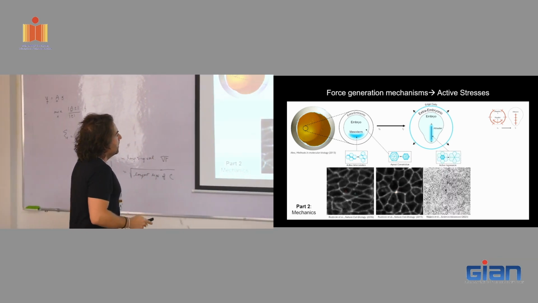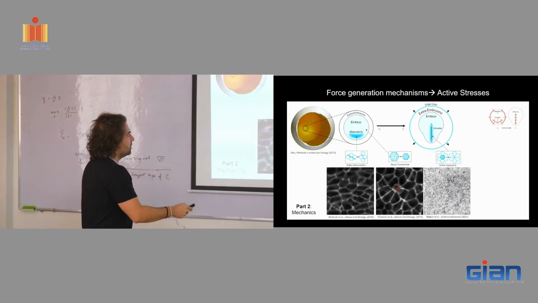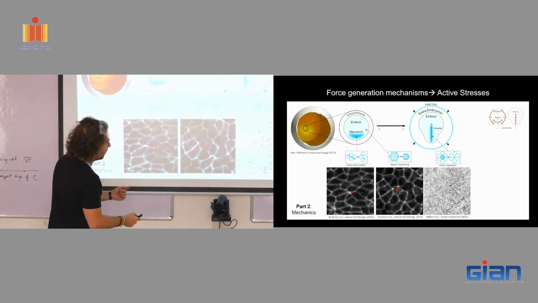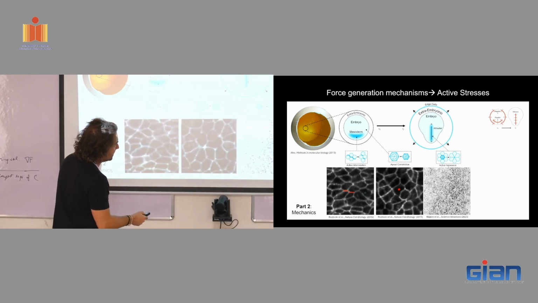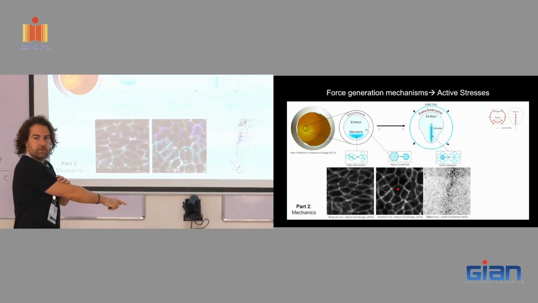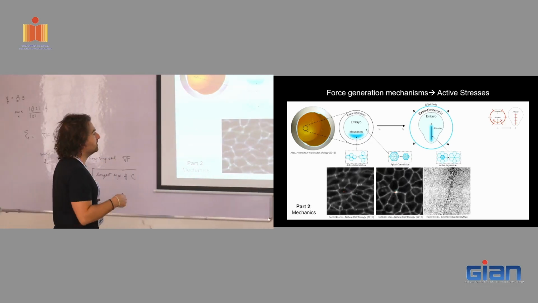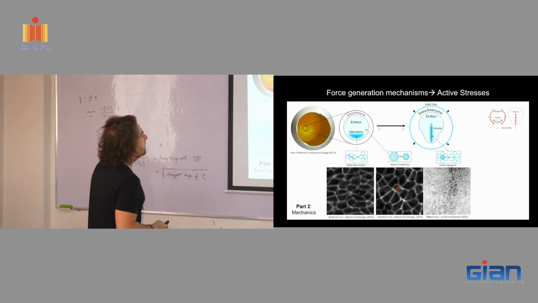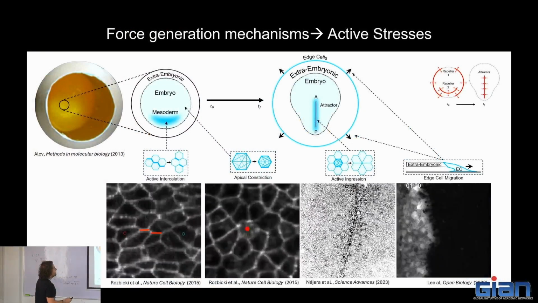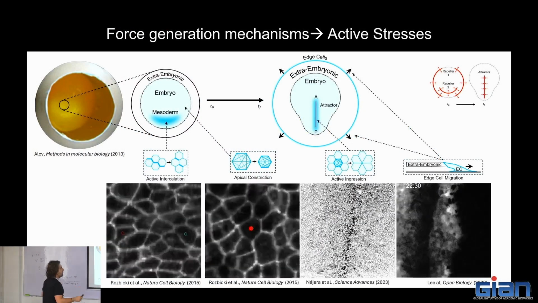Then there is the active ingression. At the streak, a lot of cells are ingressing. So you see that there is a flow of cells, and these cells keep flowing from the sides, and then here they are going to disappear in the third dimension. That's another process that is driving this system. And then there are these edge cells that are just crawling on a substrate.